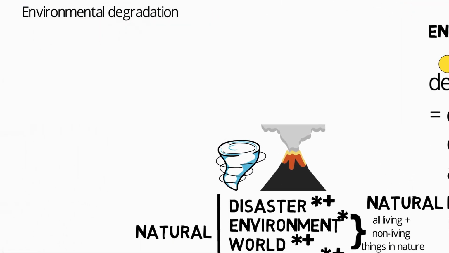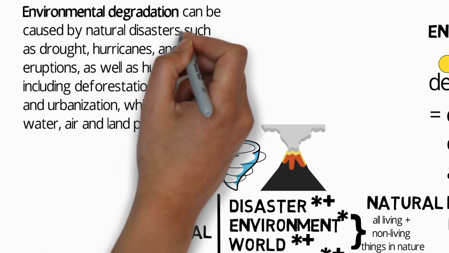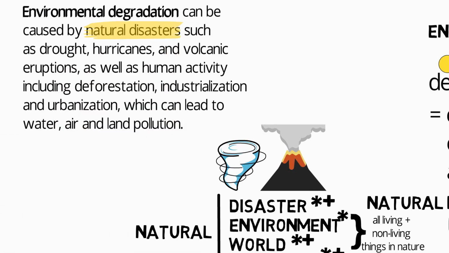We can now actually return to a phrase we had earlier, environmental degradation, because we have enough other vocabulary to really understand what this means. Environmental degradation can be caused by natural disasters such as drought, hurricanes and volcanic eruptions, as well as human activity, including deforestation, industrialization and urbanization, which can lead to water, air and land pollution. So all of these make the environment worse.